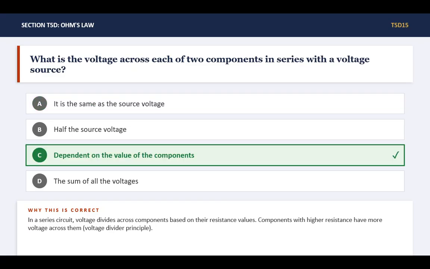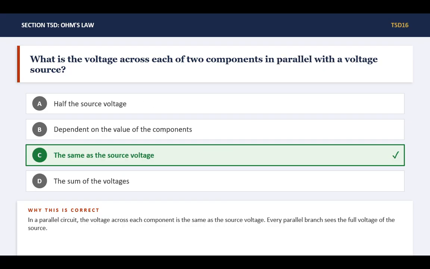What is the voltage across each of 2 components in series with a voltage source? C, dependent on the value of the components. In a series circuit, voltage divides across components based on their resistance values. Components with higher resistance have more voltage across them, the voltage divider principle. What is the voltage across each of 2 components in parallel with a voltage source? C, the same as the source voltage. In a parallel circuit, the voltage across each component is the same as the source voltage. Every parallel branch sees the full voltage of the source.